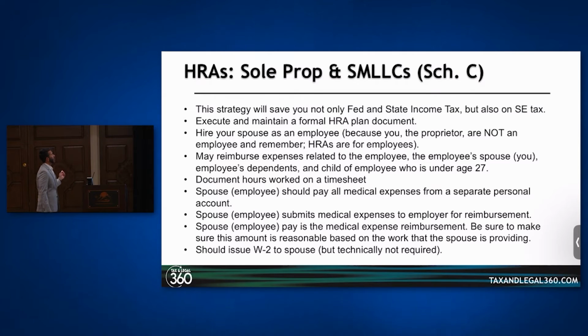Why? It goes back to what I had said earlier. It's because you, the proprietor, are not an employee. And remember, HRAs are for employees only. They're a fringe benefit, okay? You may reimburse expenses related to the employee and the employee's spouse, which would be me, right? Including my dependents and a child of any employee who's under age 27. So essentially, it's going to end up covering my medical expenses, my children's, and my spouse's. You want to document your hours worked on a timesheet, okay?